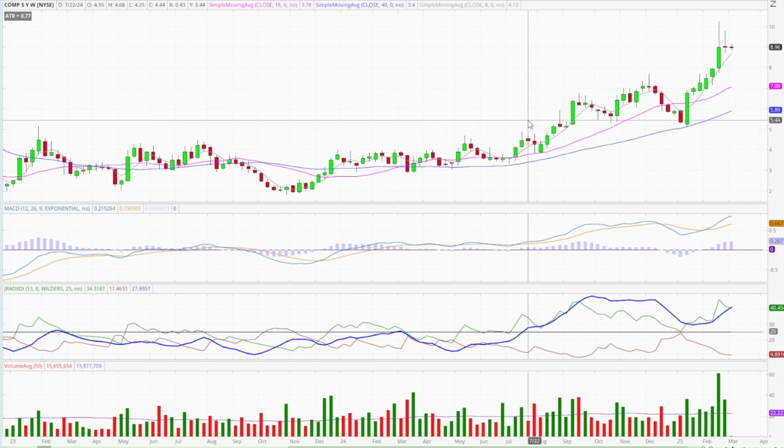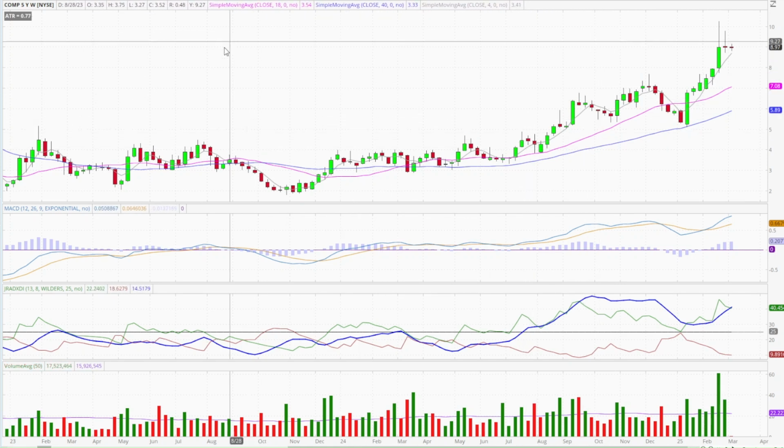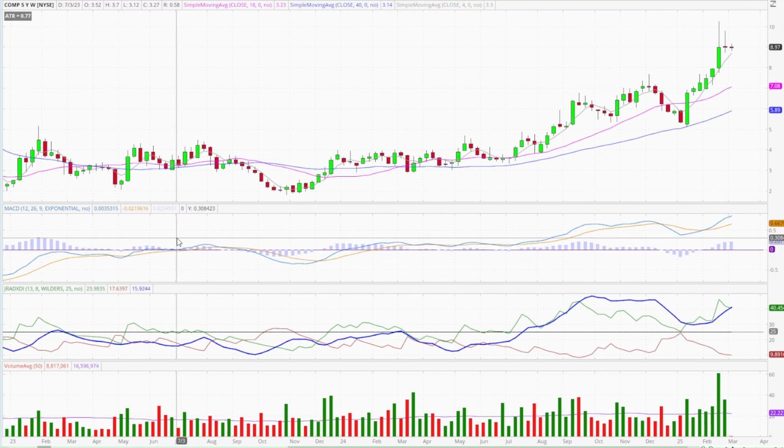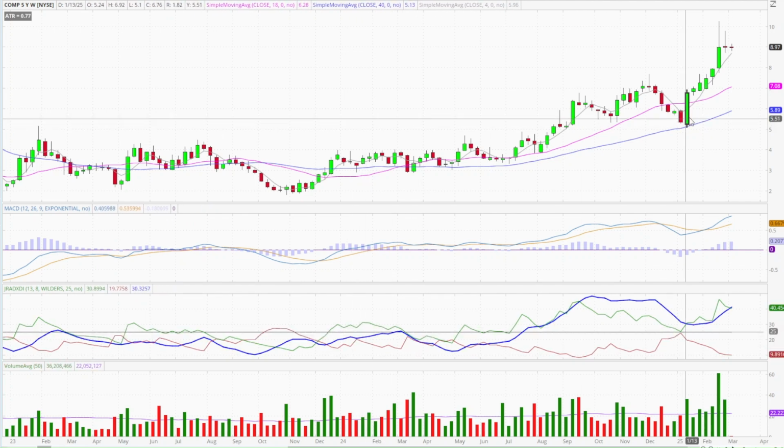Okay, I'm going to use several examples, and I'm going to use all weekly charts, but different stocks. And I just want to point out some different things related to the DI. Now, just starting from the beginning here, we've got this blue line. That's the ADX line.